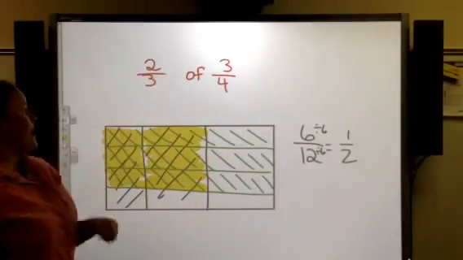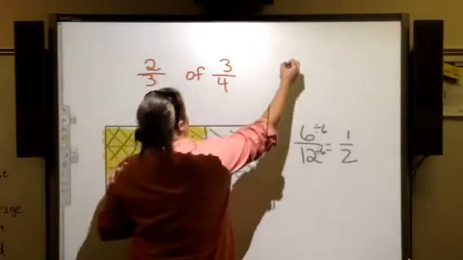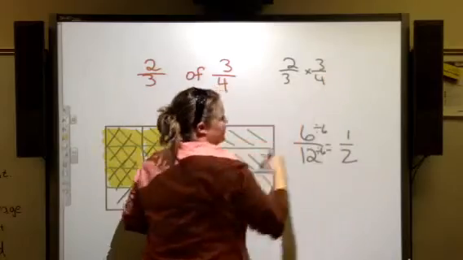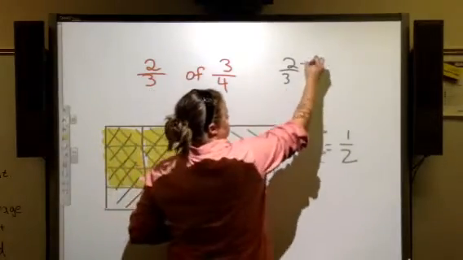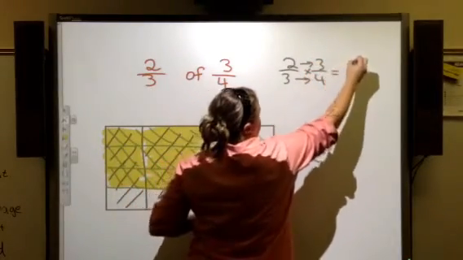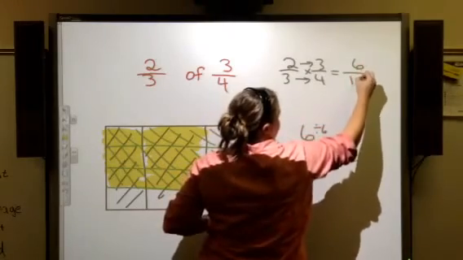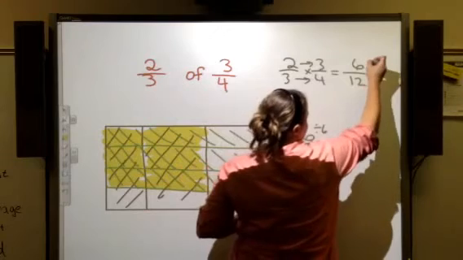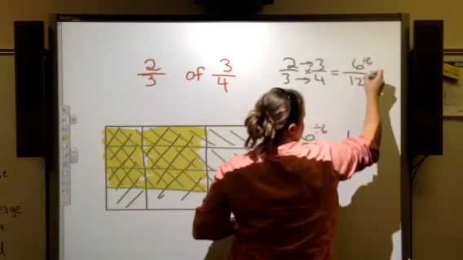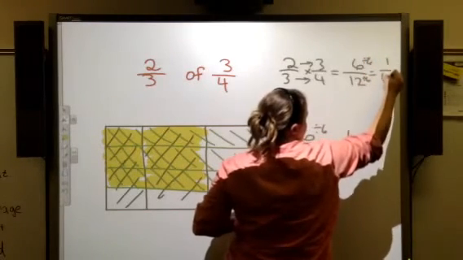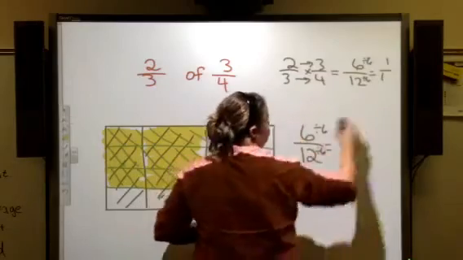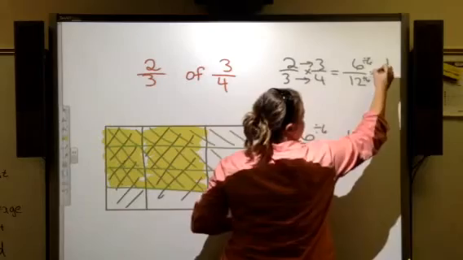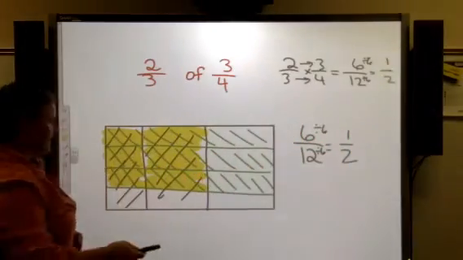Now, when I multiply algebraically, again, it's 2/3 times 3/4. Multiply the numerators, multiply the denominators. So 6/12, again, simplifies, reduces to 1/2. And a new color. All right, let's try some for yourself.